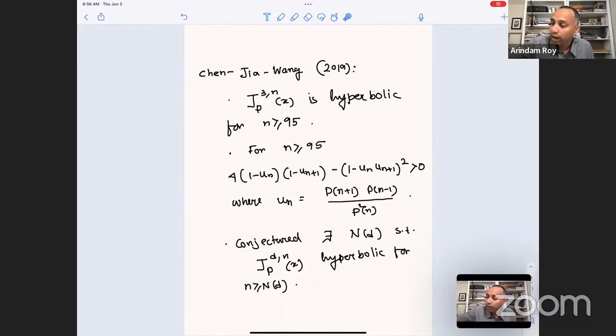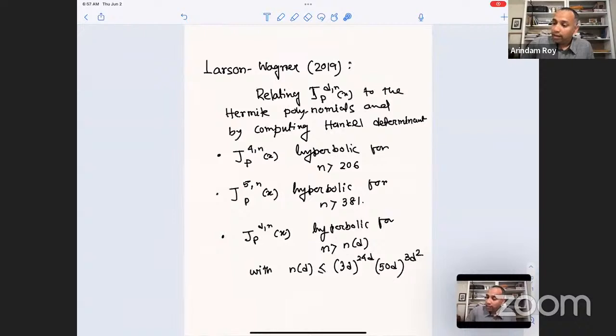And then they went on and conjectured that for any given d, there will be an integer n_d, effectively computable, such that the Jensen polynomial of degree d is hyperbolic for all n bigger than n_d. This was the conjecture. Then there was a result going on in parallel, by Larson and Wagner, and also Griffin, Ono, Rolen, and Zagier. At the same time, they were working.